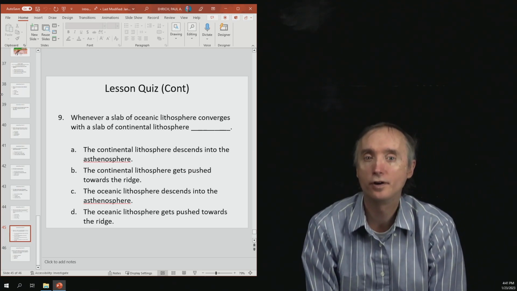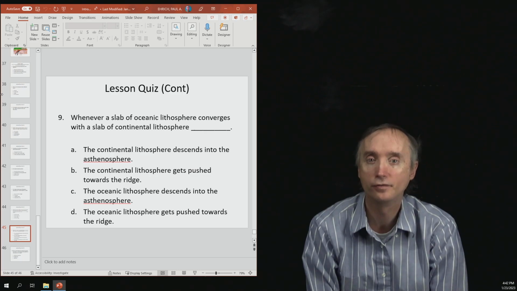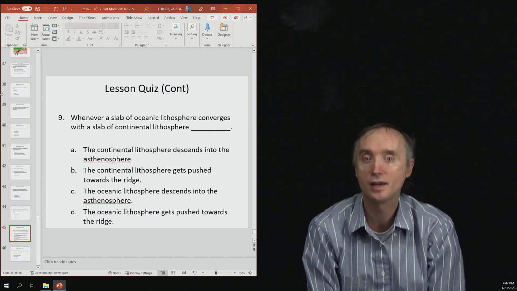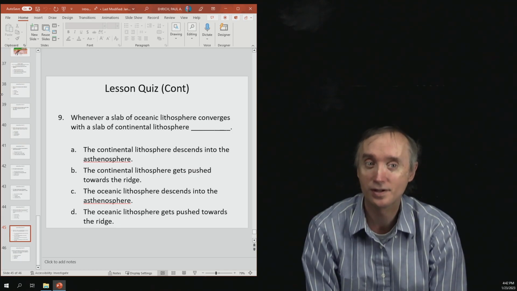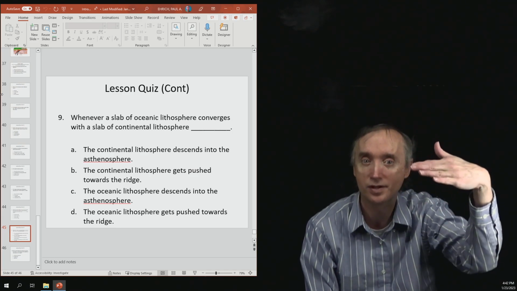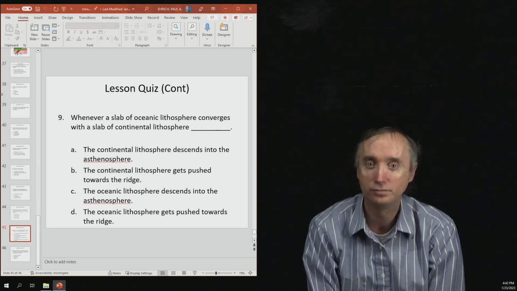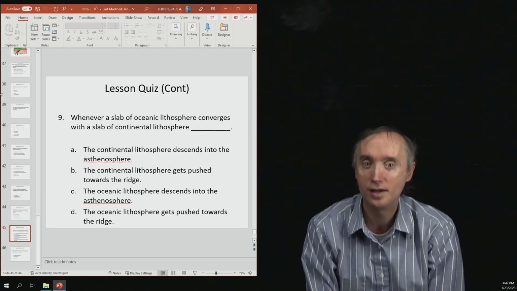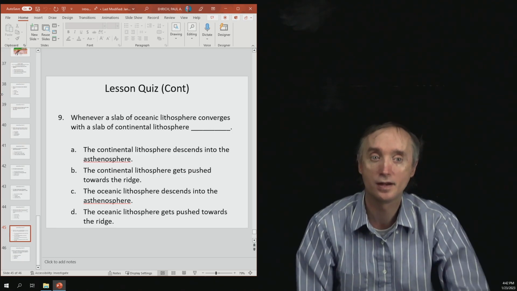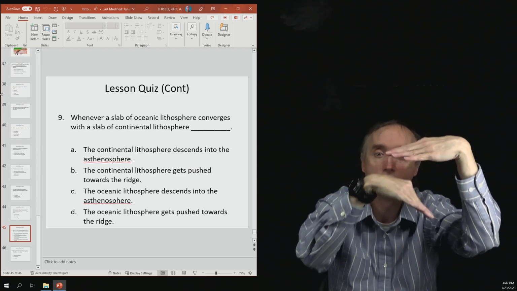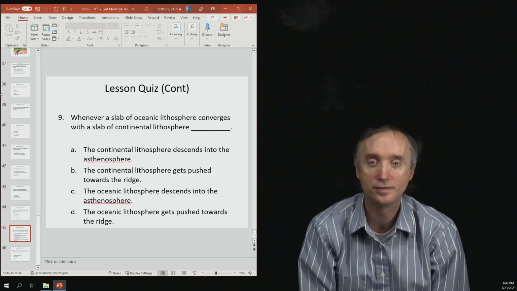Number 9. Whenever a slab of oceanic lithosphere converges with a slab of continental lithosphere, what's going to happen? Is the continental lithosphere going to descend into the asthenosphere? No, because it's not dense. So the continent's going to pretty much stay put. Okay, the continental lithosphere gets pushed towards the ridge. No. The oceanic lithosphere descends into the asthenosphere. Yeah, that makes sense. So the continental one stays put, and then the oceanic one is going to go underneath it. And then the D is not right either.